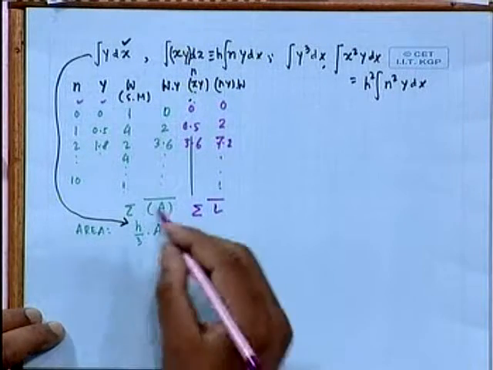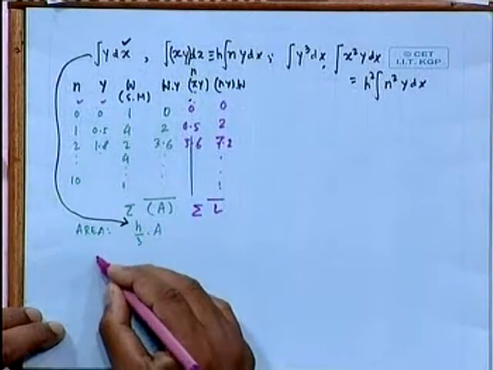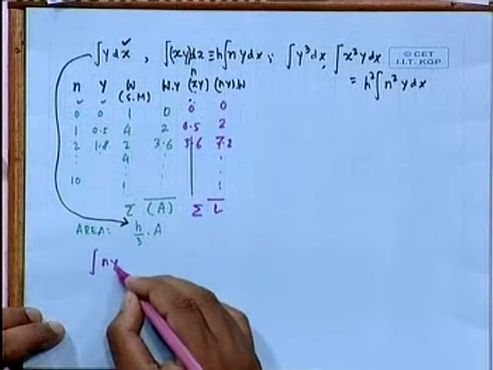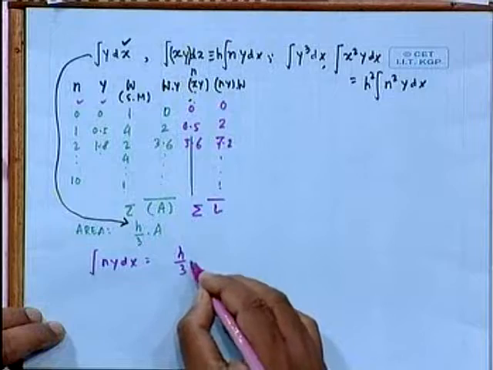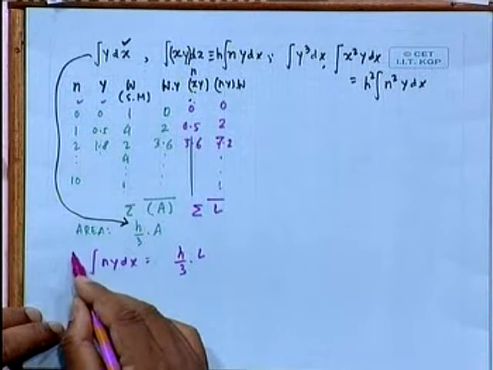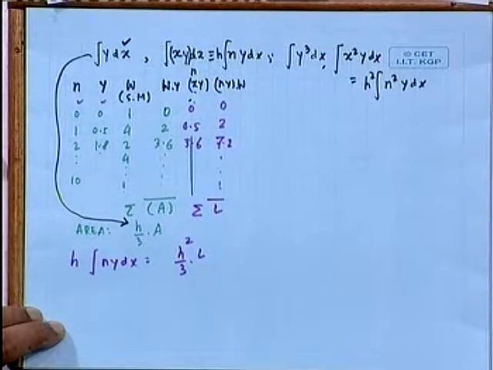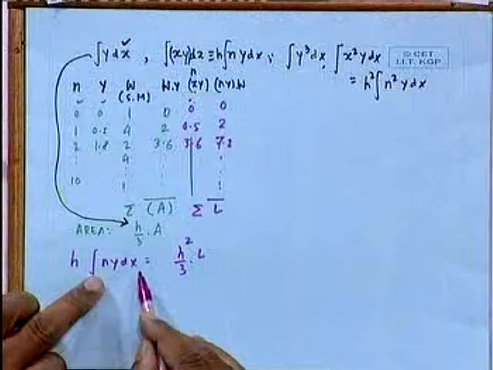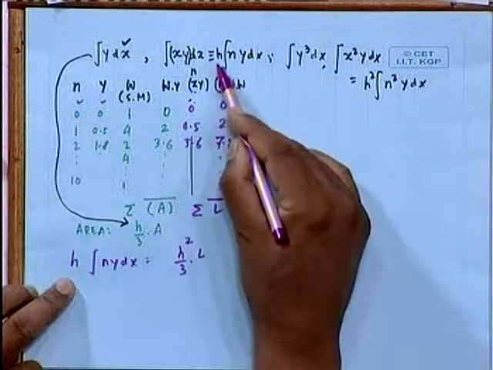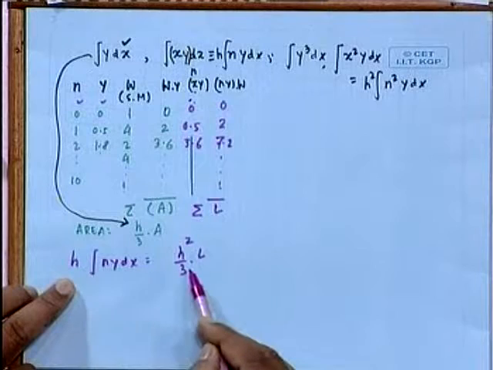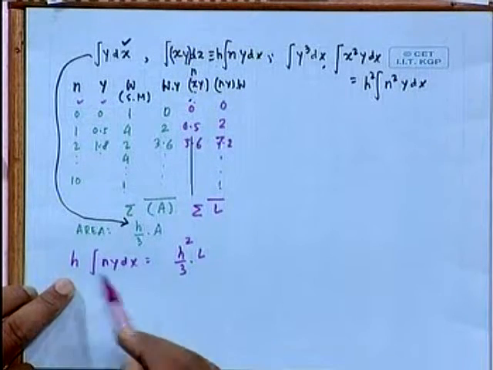Okay. Then I will come to this expression: the integration of ny dx is given by h by 3 of L. But if I multiply one h here, then I have got one h square here. See, ny dx is h by 3 L, but I have to do another h here. So h ny dx gives me this. So I multiply with an h here.